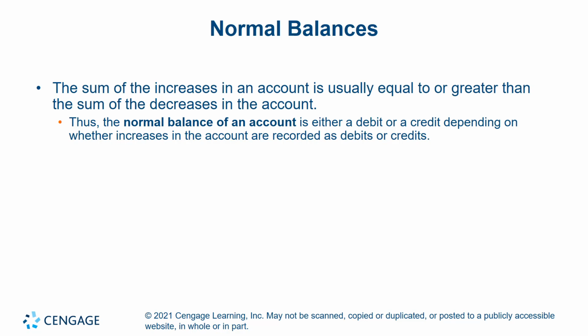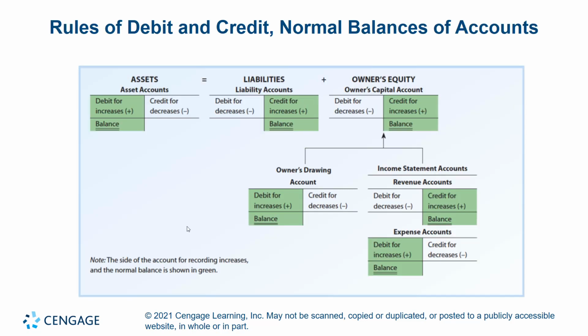Thus, the normal balance of an account is either a debit or a credit, depending on whether increases in the account are recorded as debits or credits. Take assets, for example. The normal balance is the debit side. It is where we see the increase.